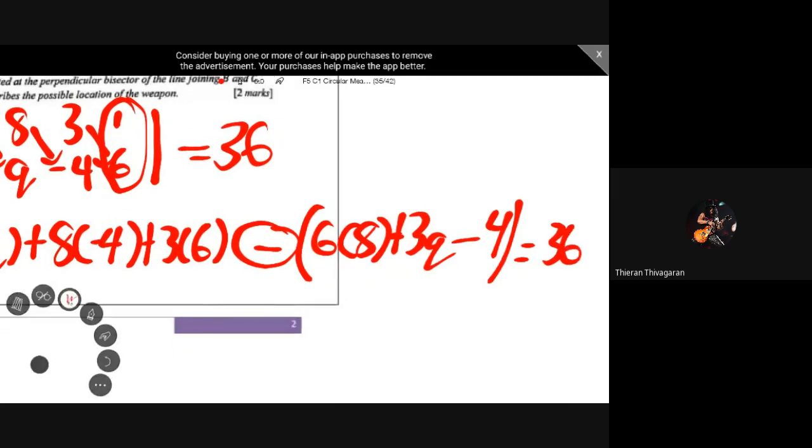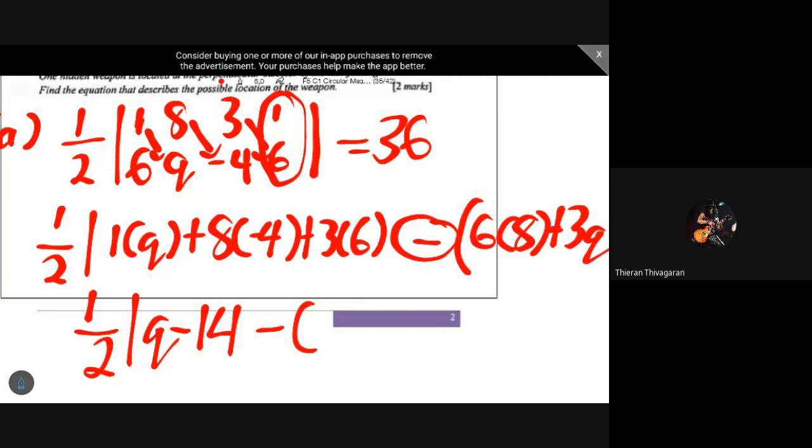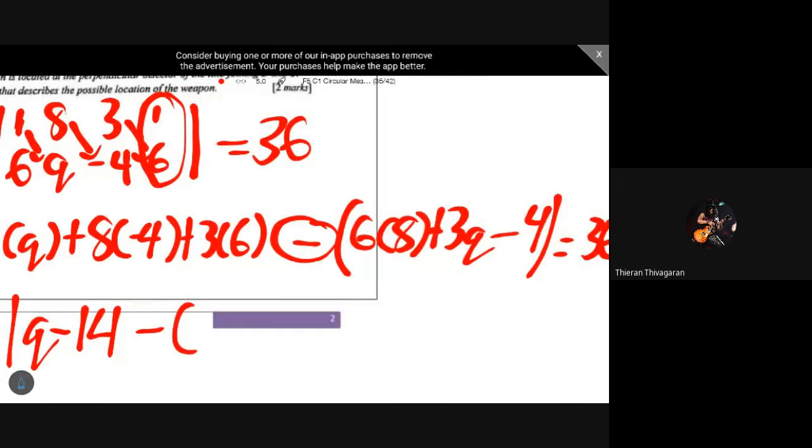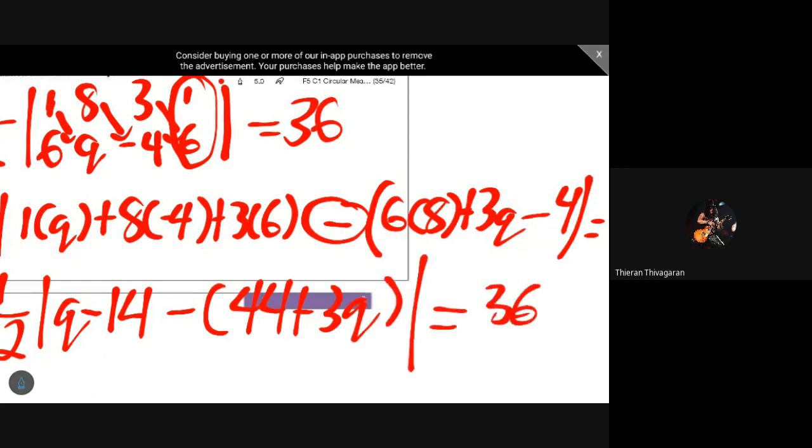Okay. So now kita selesaikan. This one you just press calculator guys. Tekan calculator saja. You can get an answer actually. 1 over 2, Q plus. Okay. 8 times negative 4 plus 18. You will get minus 14 over here. And then tolak the bracket. Sebab ada lagi ungkapan Q kat sini. 48 minus 4, 44. Okay. Kat sini 44 tambah 3Q. Okay, tutup. Sama dengan 36.